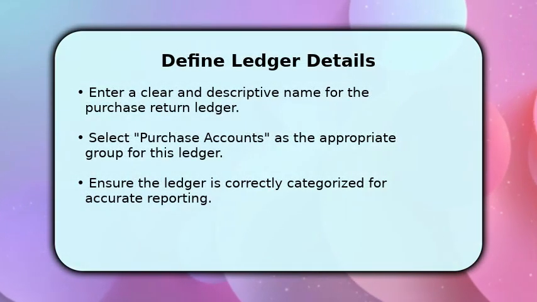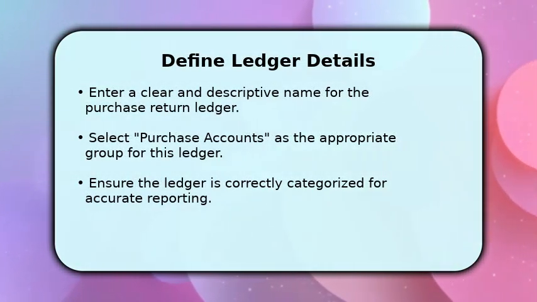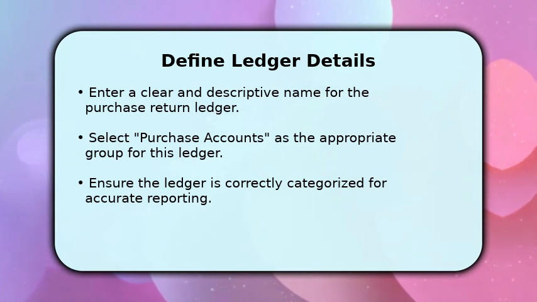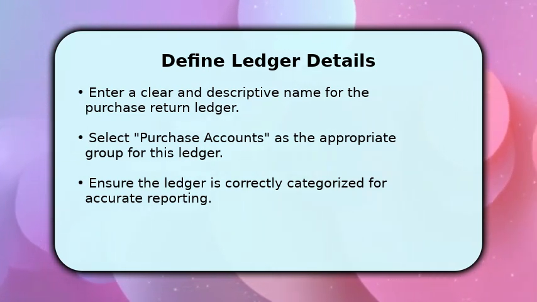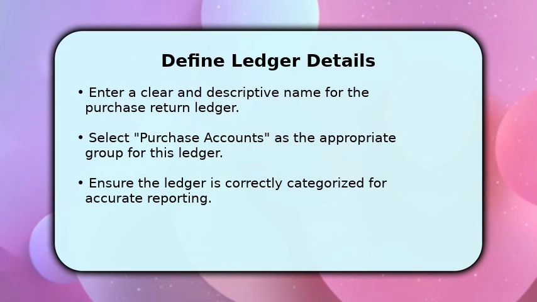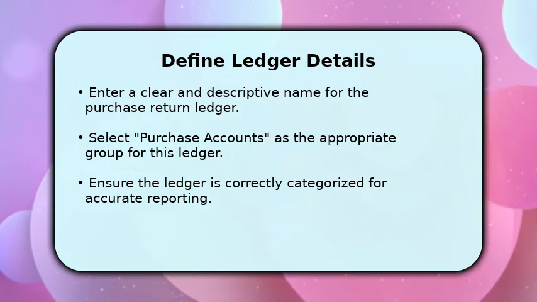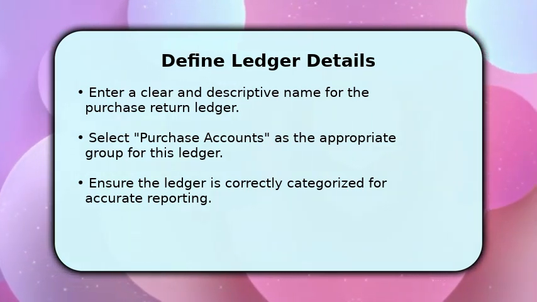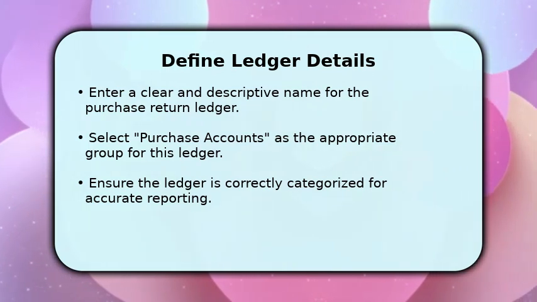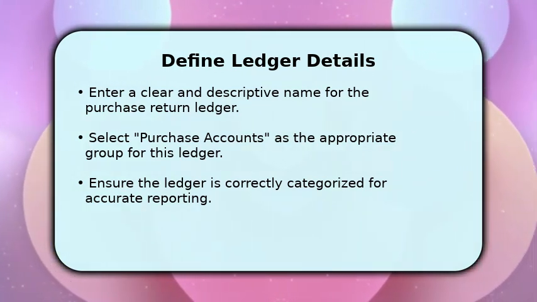Now, let's define the ledger details. Give your ledger a clear name, such as Purchase Returns Account. It is crucial to select Purchase Accounts from the list of groups. This grouping ensures that all purchase return transactions are accurately reflected in your financial statements and other reports.